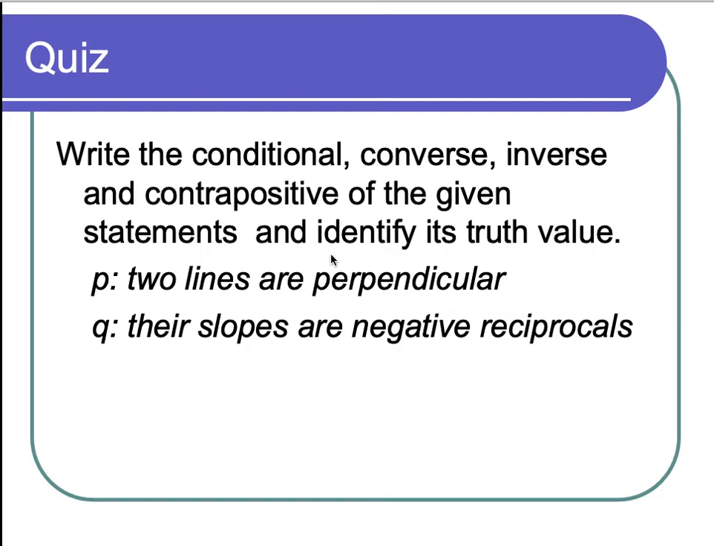Okay, so you may practice this one. Write the conditional statement. We have two premises given here, P and Q. P: two lines are perpendicular. Q: their slopes are negative reciprocals. So what are you going to do? Write the conditional statement. After you write the conditional statement, write the converse. Then write the inverse. Then write the contrapositive. You may pause the video in order to practice the given.